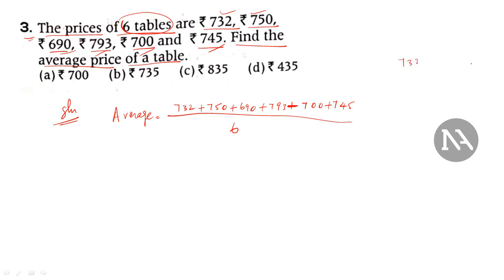So 732 plus 750. This will give you 2, 8, then 14, that is 1482. Now I have to add 690. So it is 2. 8 plus 9 is 17. Carry 1. 4 plus 6 is 10, then 11. Carry 1. So it is 2. Again I have to add 793. So 2 plus 3 is 5. 7 plus 9 is 16. Carry 1. Then 7 is 9. Then 2 as it is. Now I have to add 700.